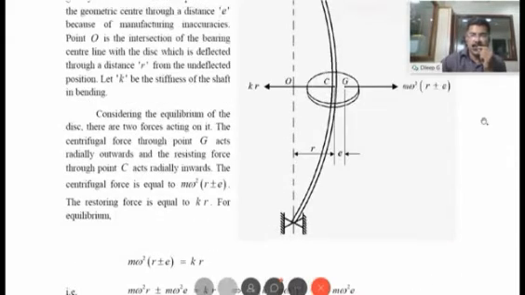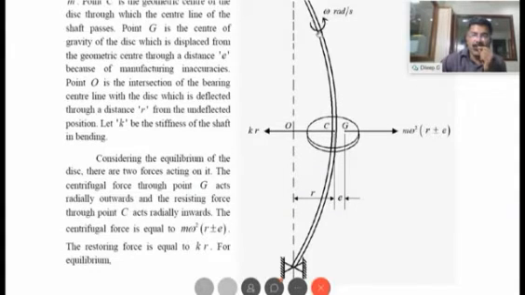I told you m omega square, r plus or minus e. How is this plus or minus coming? Plus is coming when omega, the speed of rotation of the shaft, is less than the critical speed of this system, this shaft assembly. There is a certain critical speed for this system, and if that is omega c, and if this omega is less than omega c, then g becomes outside of it. You have plus over here.